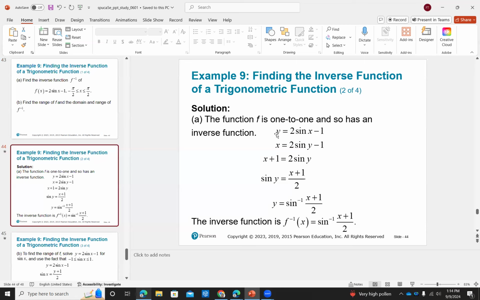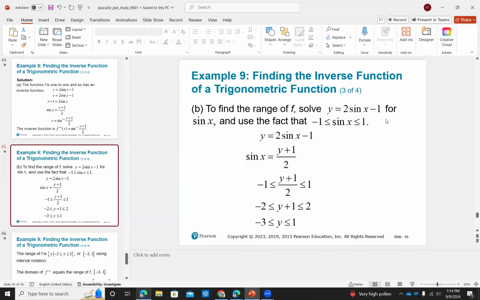Finding the inverse in math is just switching x and y. First, we change f of x to y equals 2 sine x minus 1. Where we see y, we write x, and where we see x, we write y. Then we isolate the sine of y. Sine of y is equal to x plus 1 over 2. Now y can be calculated because y is the angle. y is equal to inverse sine of this value. Therefore, this will be the inverse function.